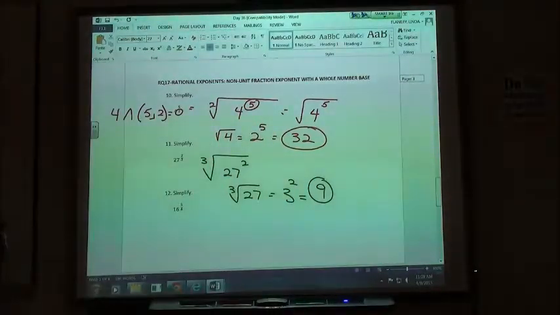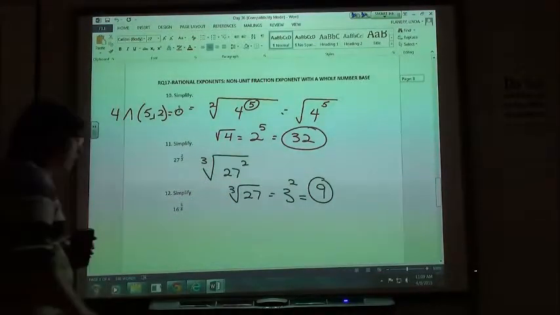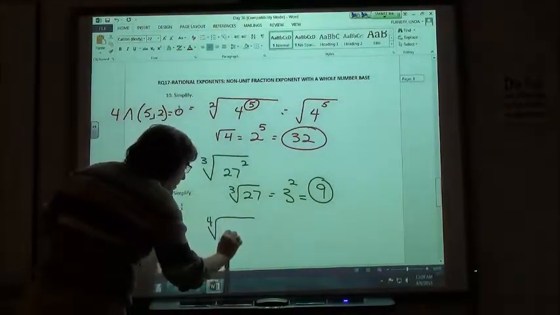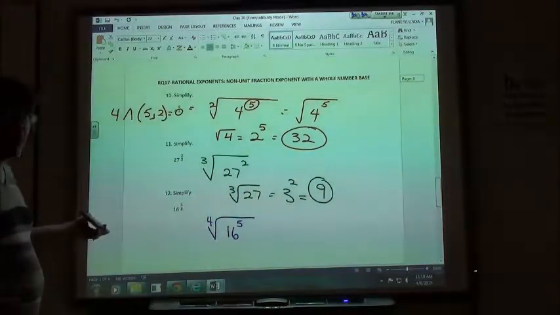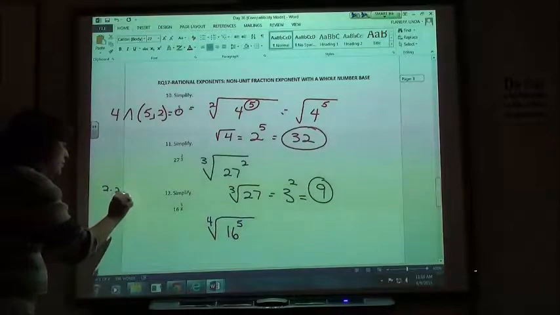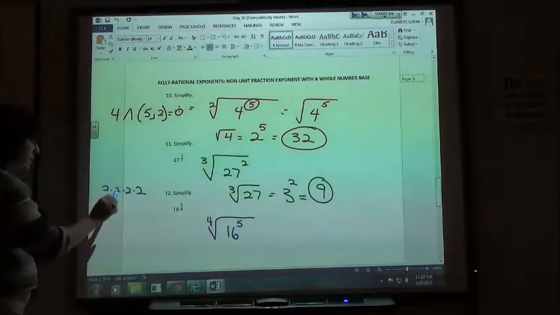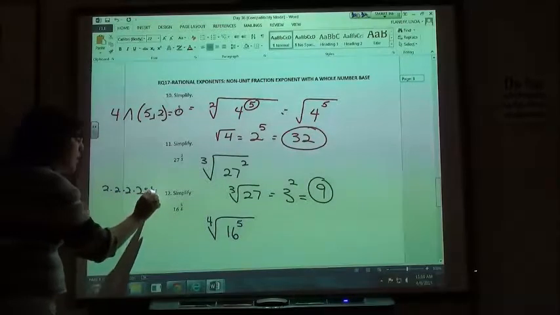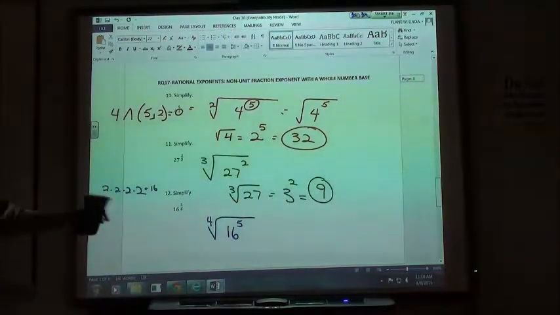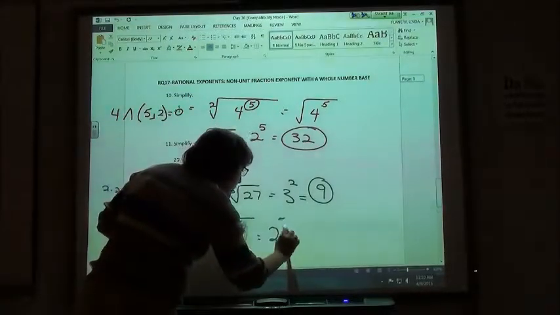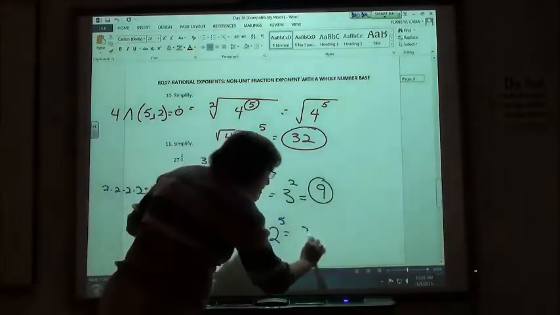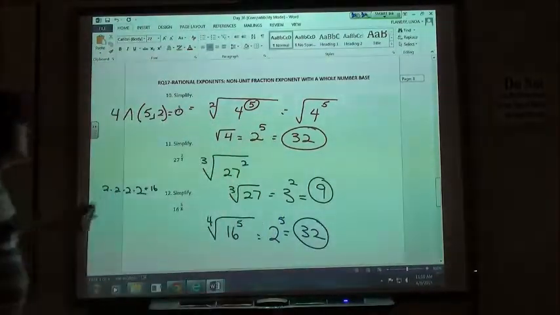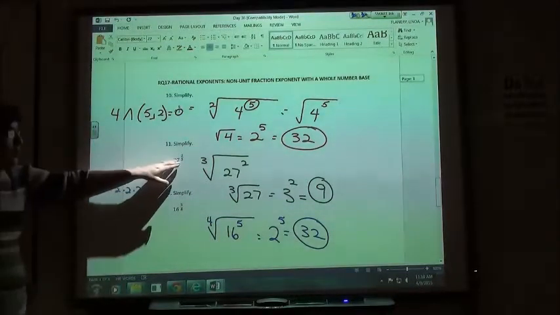Number 12. I have 16 to the 5/4 power. So the 4th root of 16 raised to the 5th power. 4th root of 16. Now that one's a little bit harder to do. We know 1 to any power is 1. 2 times 2 times 2 times 2. 2 times 2 is 4. 4 times 2 is 8. 8 times 2, sure enough, is 16. So the 4th root of 16 is 2. 2 to the 5th power. Now I got to add another 2 to that. 16 times 2, 32.